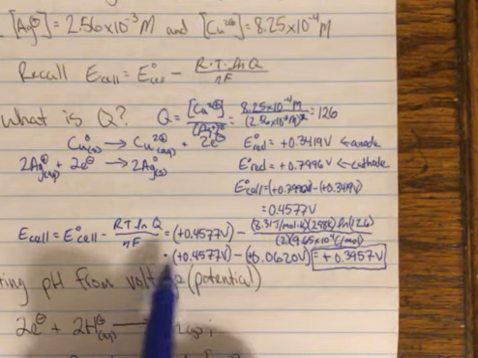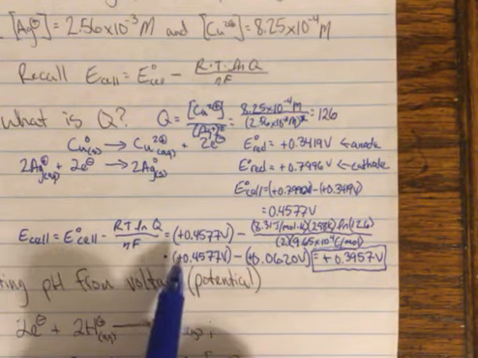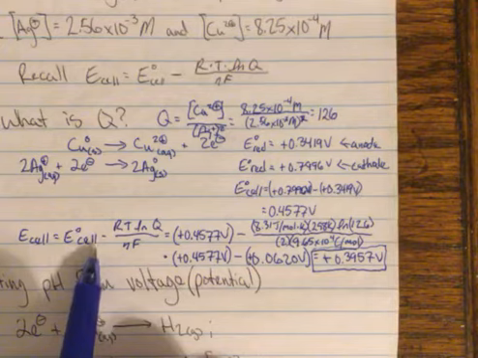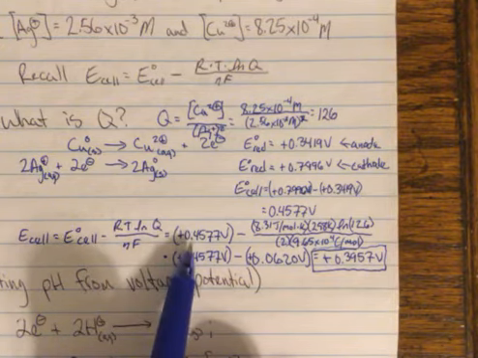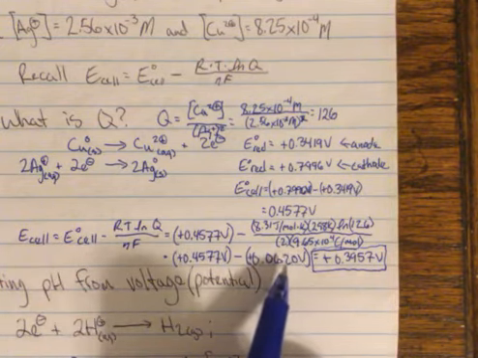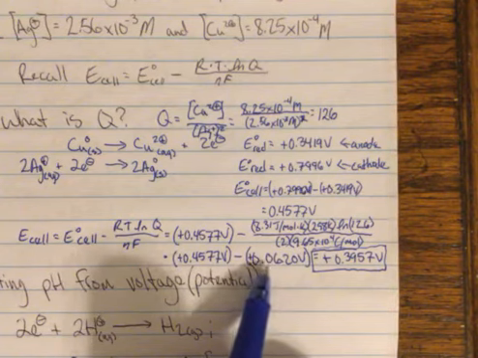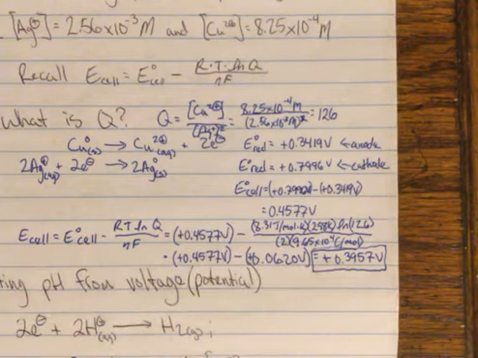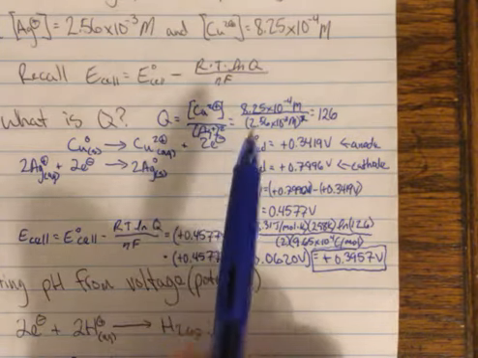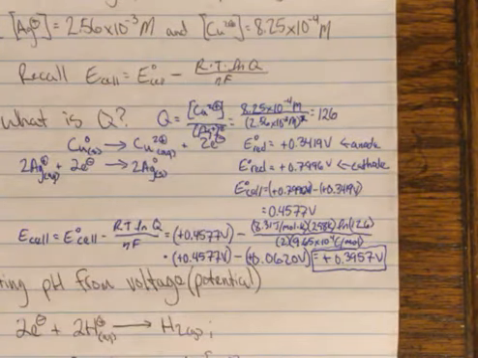Okay, so the difference between the standard cell potential and the non-standard conditions. So that's actually going to drop it a little bit in terms of voltage. So it's actually going to be 0.3957 volts. So in other words, that offset, if you will, of concentrations is going to factor in.